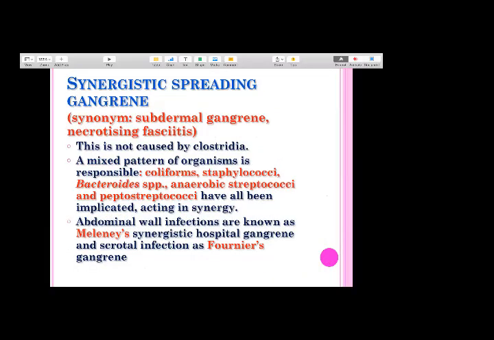Term for subdermal gangrene or even necrotizing fasciitis. This is not caused by Clostridia. It's a mixed pattern of organisms which are responsible: proteus, staphylococci, bacteroides, anaerobic streptococcus, and others. They have all been implicated in acting in synergy together.